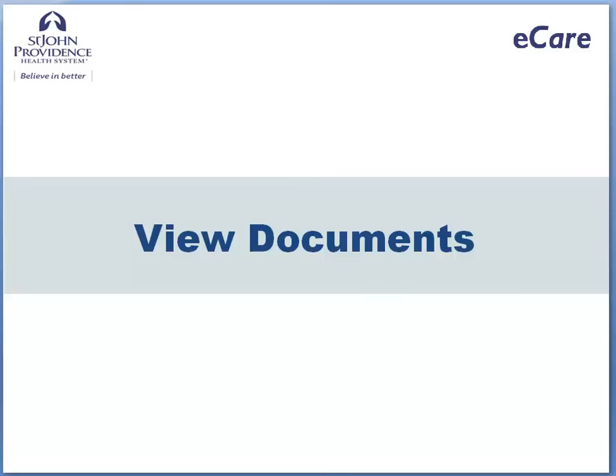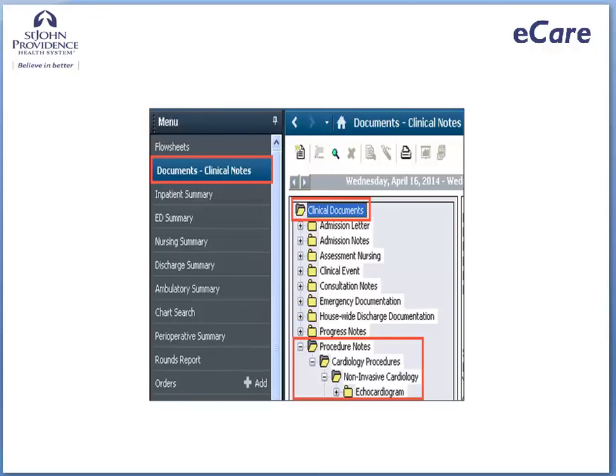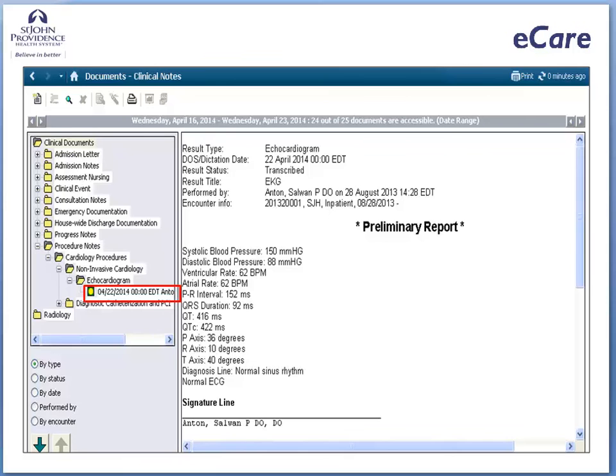View documents. You need to review the results of an echocardiogram performed on your patient on April 22, 2014. From the menu, click Documents, double-click the Clinical Documents folder, double-click the Procedure Notes folder, double-click the Cardiology Procedures folder, double-click the Non-Invasive Cardiology folder, and double-click the echocardiogram folder to locate the results you are looking for. Double-click on the April 22, 2014 echocardiogram to open and to review the report.